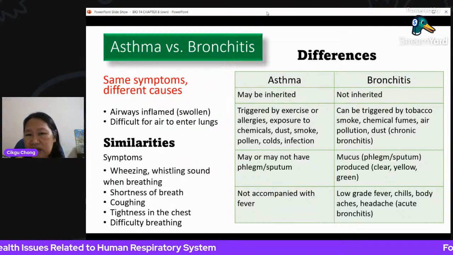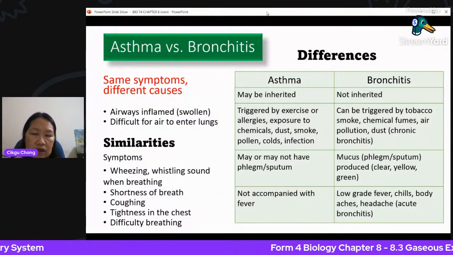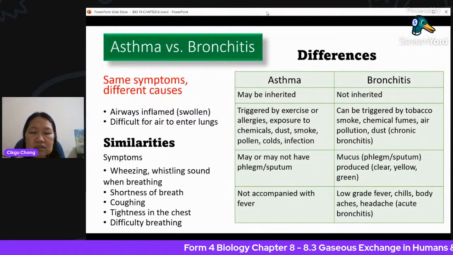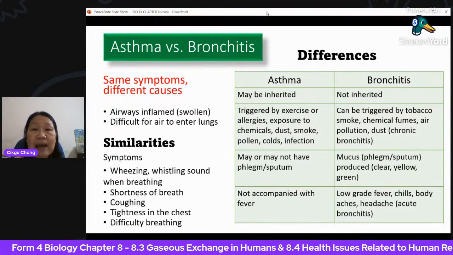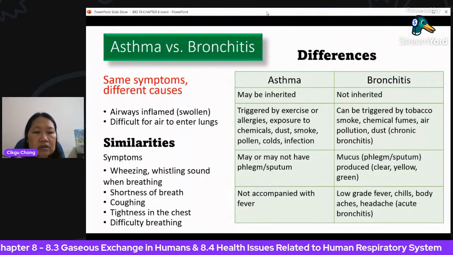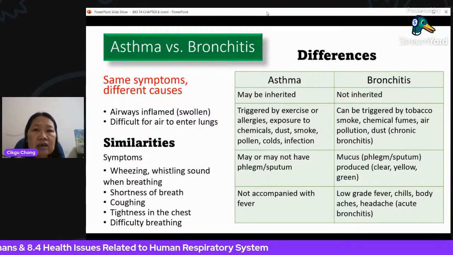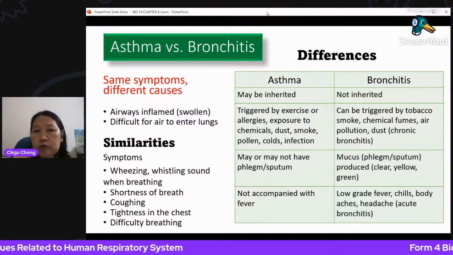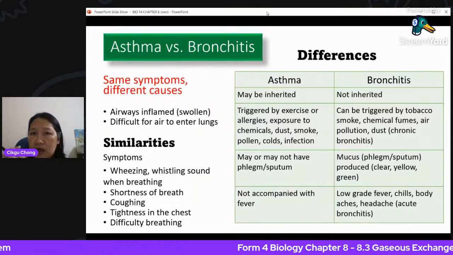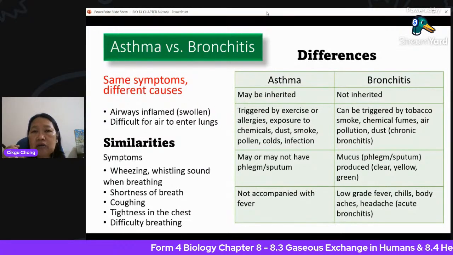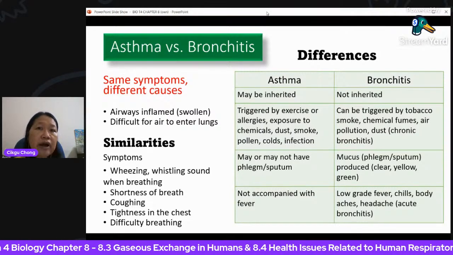Bronchitis. So this can be quite a similarity, not really a difference. You find that it's also triggered by almost the same things, smoke, dust. It's almost similar. Now the next one is the phlegm. Phlegm is like your mucus, your sputum, the one that you expel when you cough. For asthma, you may or may not have phlegm. For bronchitis, you always have mucus because of irritation and also inflammation. So there is going to be mucus produced in your airways.